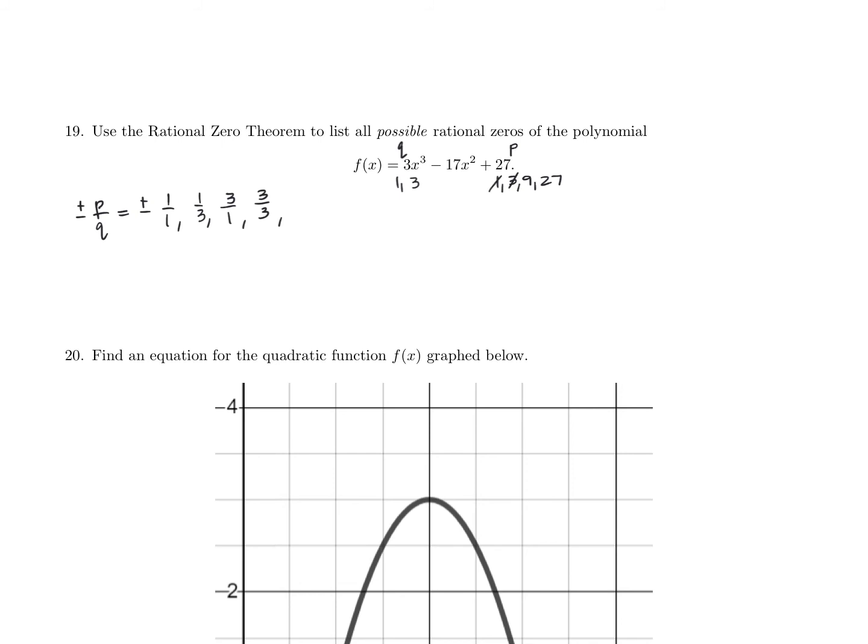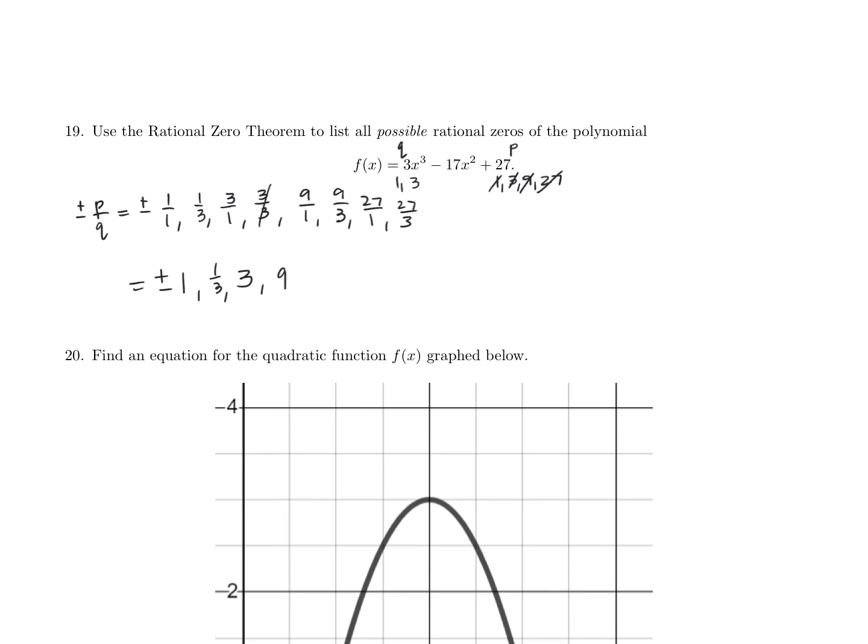So now we've got to do the 9. So 9 over 1, 9 over 3. And then 27 over 1, 27 over 3. All right, so that's every possible combination. Now your job is to simplify this list. So 1 over 1 is 1, 1 over 3, 3 over 1 is 3, 3 over 3 is 1. That's already on the list, so I'm not going to write anything down more than once.